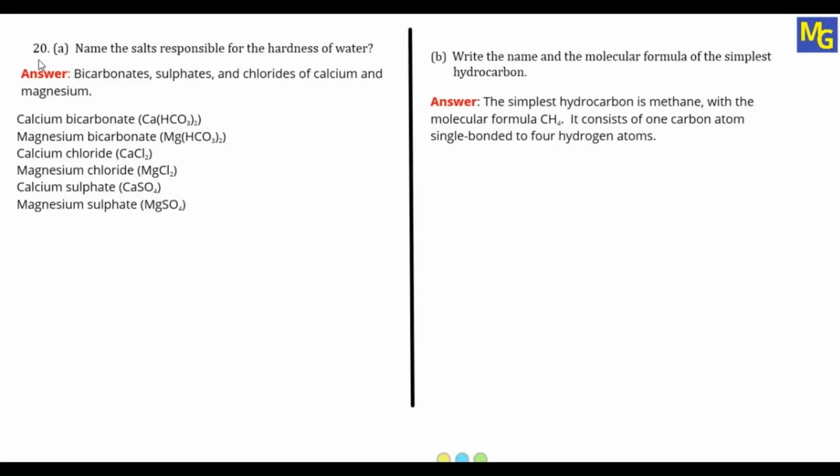Now the next question, question number 20, which again consists of A and B. We will start with A. Name the salts responsible for the hardness of water. So water can be hard or soft. Sea water or well water will be hard water and rain water will be soft water.